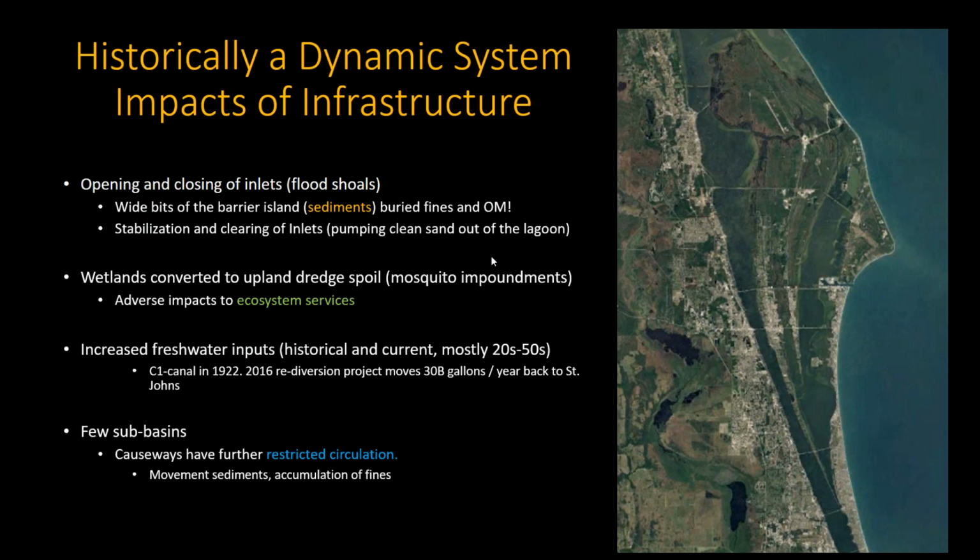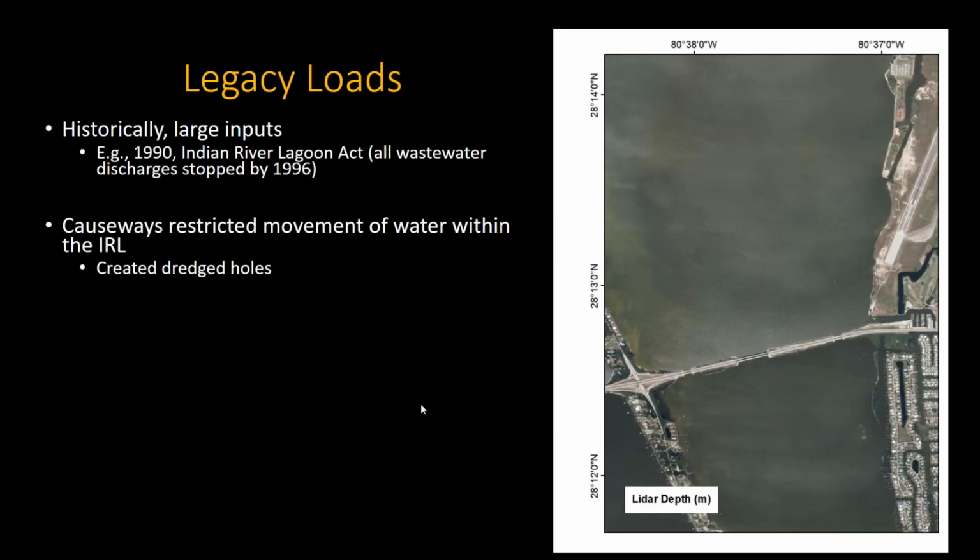And also, right, historically, there weren't subbasins. And so when you look at this picture on the right, you're seeing causeways or bridges that are built with earthen structures that have significantly restricted the circulation, right? This is restricting the movement of sediments, and it's facilitating low energy environments in the corners where we can accumulate fine-grained sediments.